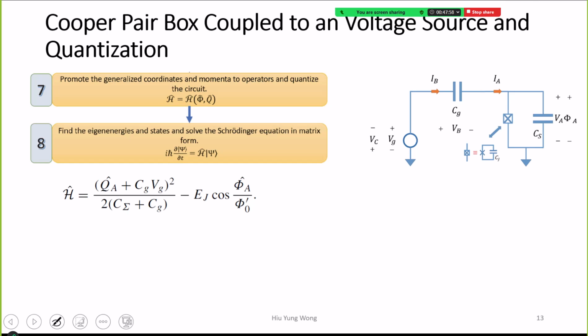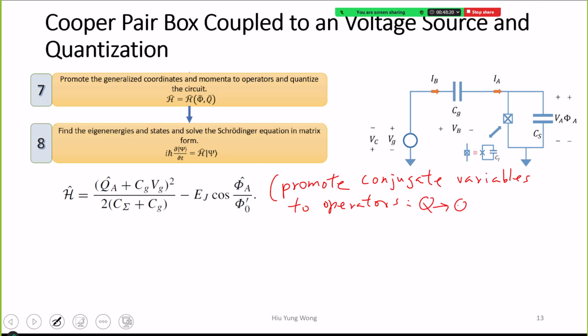I mean, already done. What is the next step? Promote the conjugate variables to operators. We've done that, right? Which is what? Q becomes Q hat. Phi A becomes phi A hat. And that's why we have this equation, exactly the same as the last one, but we add the hat to it. That's the first thing.